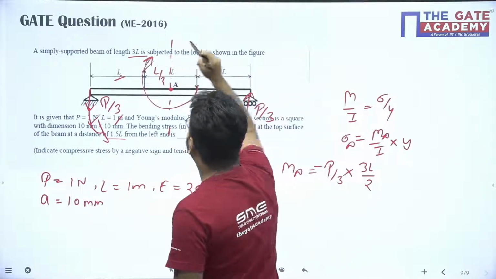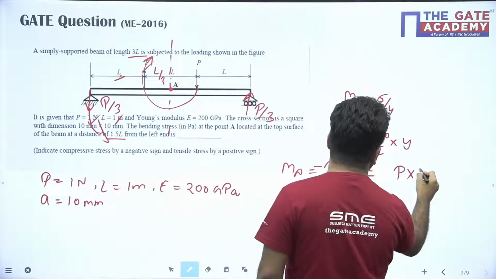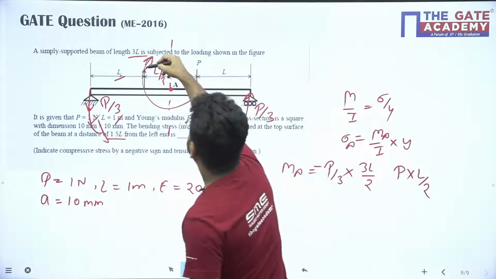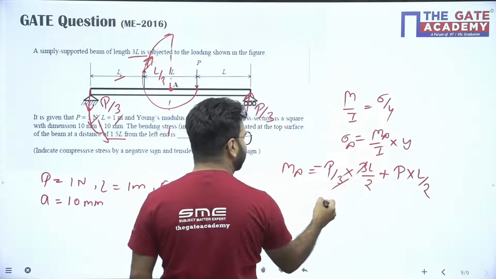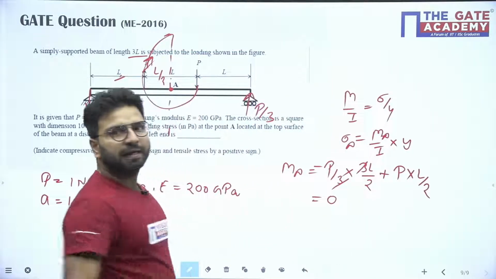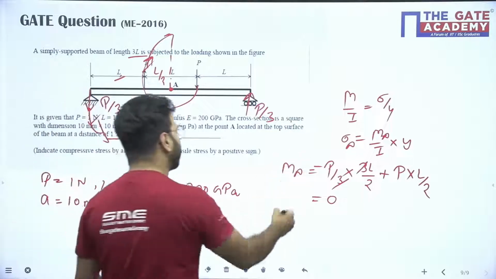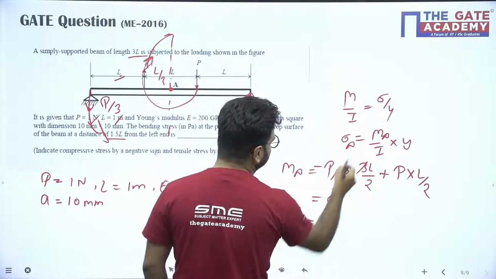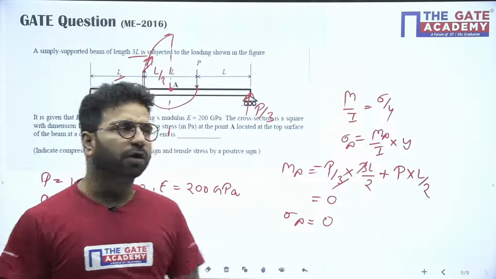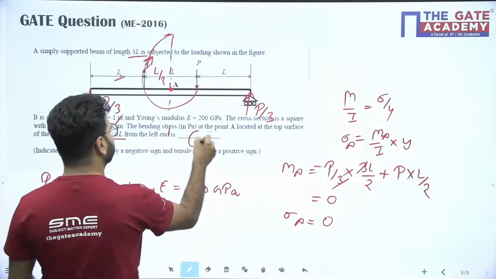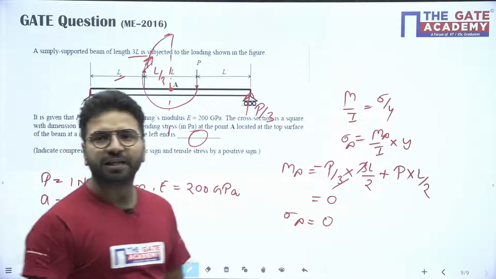Next, due to this P into L/2, it will be sagging. So plus. How much is it coming? You can see 3 and 3 cancel. MA is coming 0. If MA is 0, you can say sigma A will also be 0. Answer is 0. Okay, answer is 0 beta.